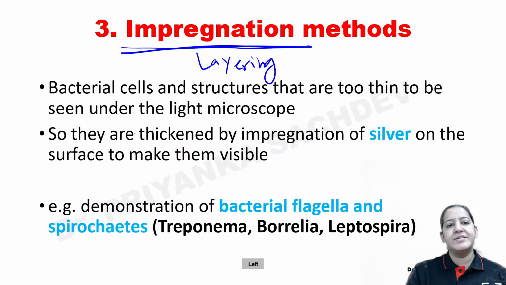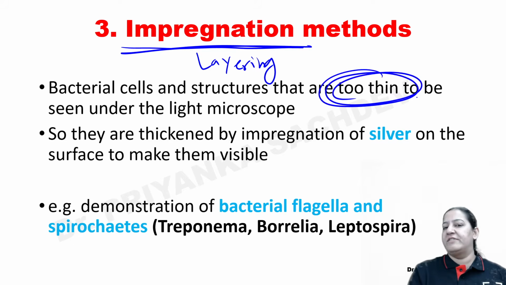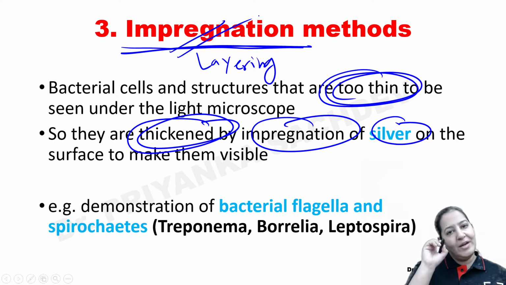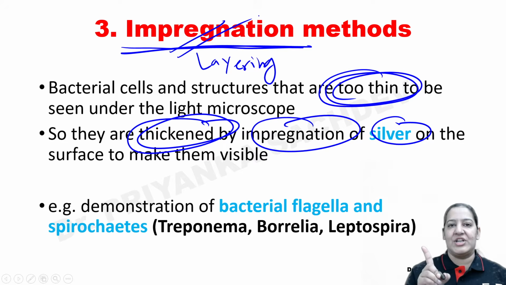In the same way, right? Sometimes the bacteria are very thin. They are too thin to be visible. So you are thickening the bacteria by layering of silver, and this is known as impregnation. Only one example is there, silver staining.